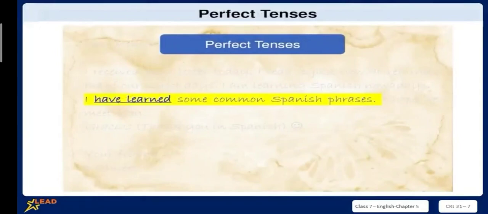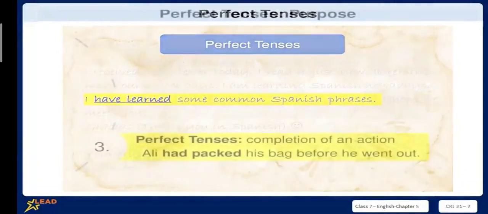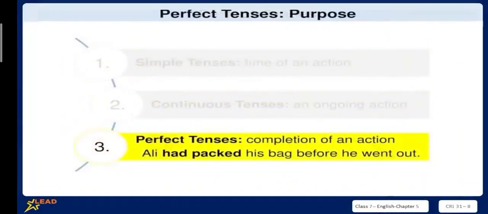Now, let us look at a new form of the verb learn as Kishneet has used in this sentence. It is called the perfect tense. The word perfect comes from the word perfectus, which means completed. So, perfect tenses are used to show the completion of an action.